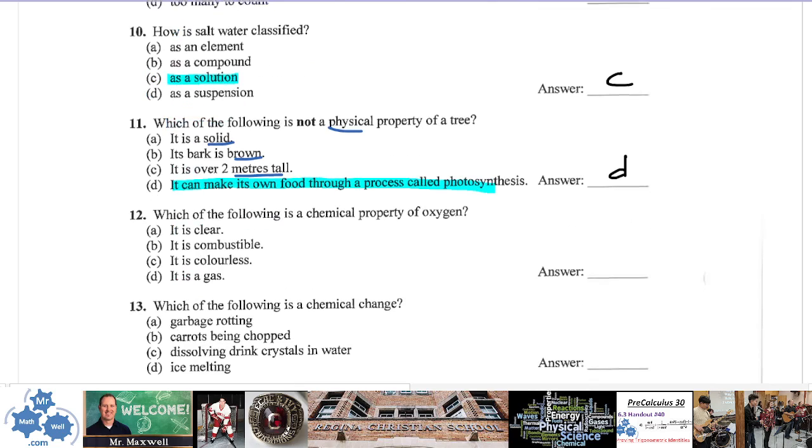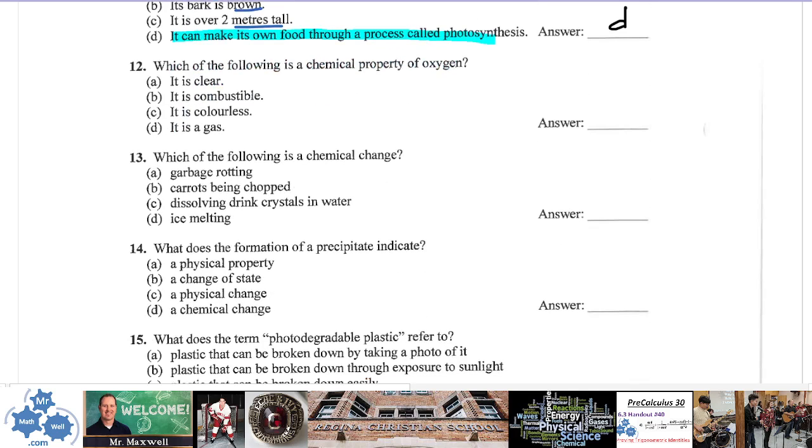Number 12, which of the following is a chemical property of oxygen? Clear is a color. Combustible is how it reacts with other things. Colorless, that's color. Gas, that's the state of matter. So the only one that is actually a chemical property, you're right, is B. All the others are physical properties.